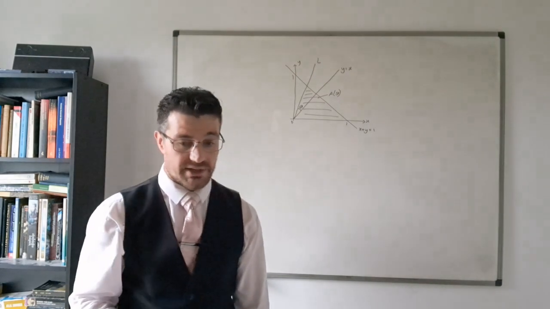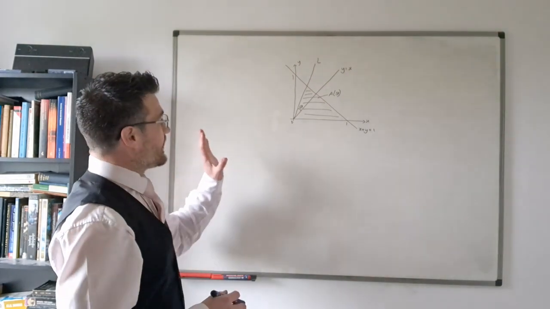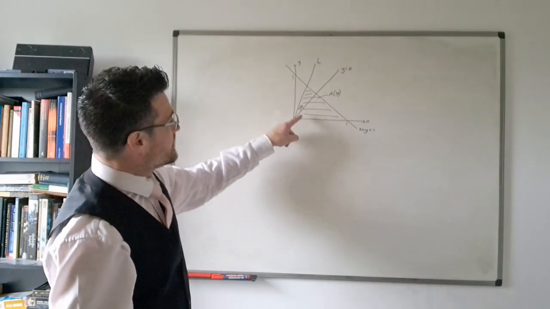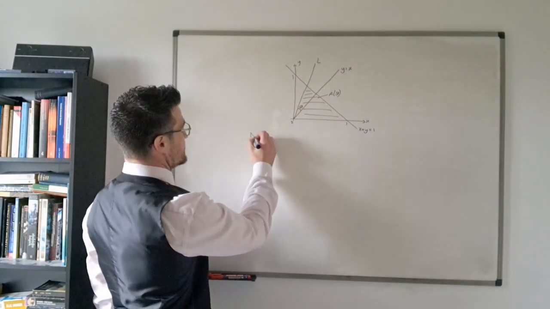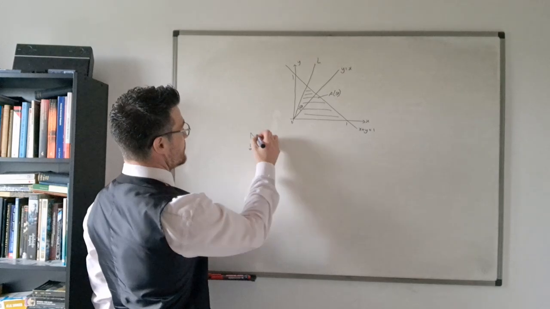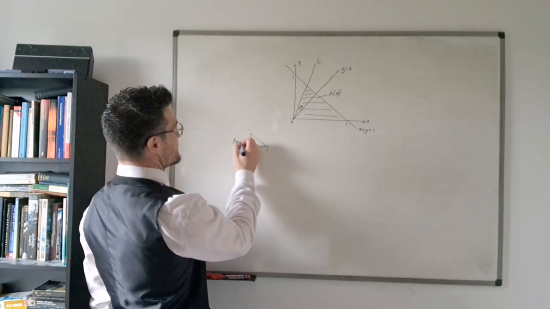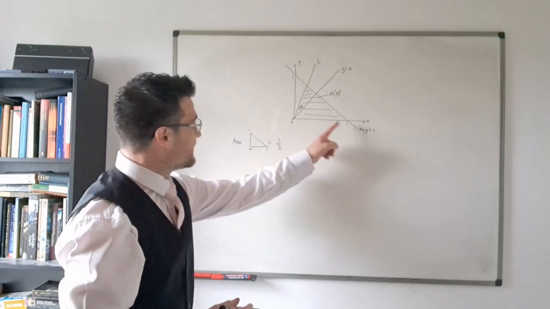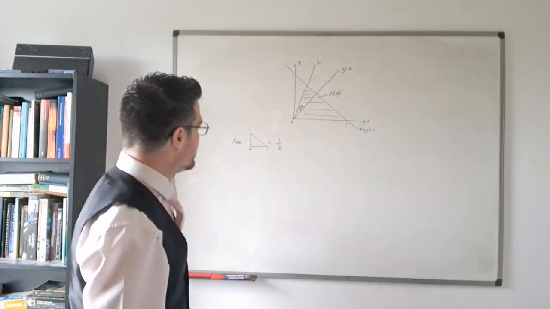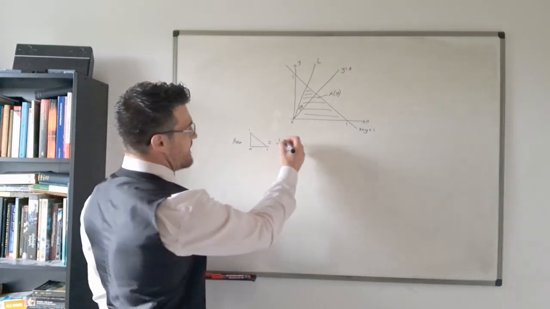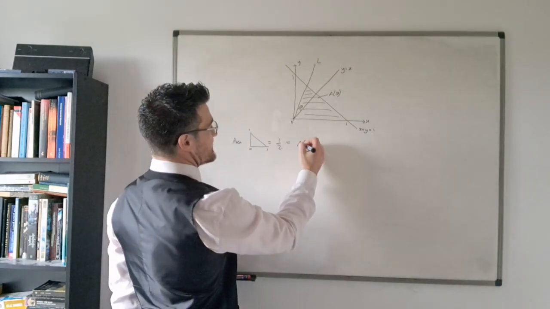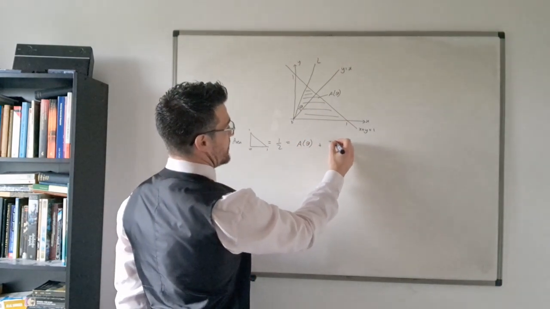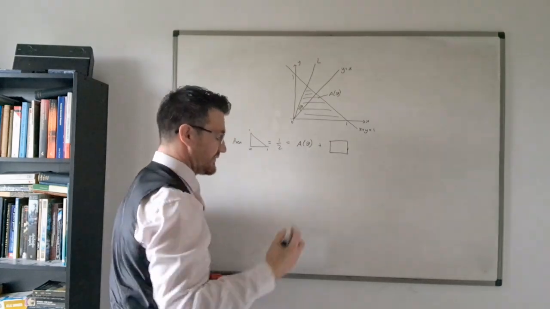Okay, so let's have a look anyway. Arguing geometrically. So we've got this big triangle here. So I'm just going to draw it here. 0, 1, 1, and the area of this is equal to a half. Okay, why? Half base times height. Easy, right? But this area is made up of two bits, A of theta plus some other bit, which we're going to have to figure out.